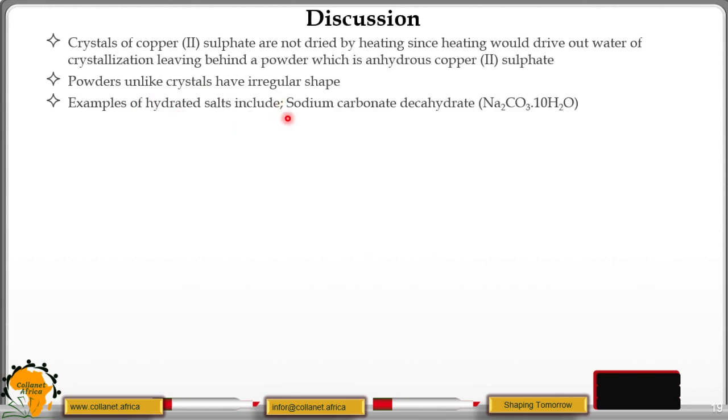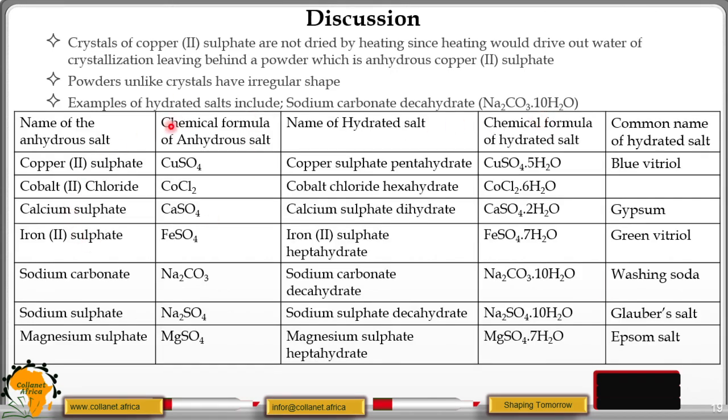Examples of hydrated salts include sodium carbonate decahydrate. Deca means 10, and that's why you see 10 molecules of water incorporated in the structure of the sodium carbonate. Let's look at this table. I'm going to look particularly at this column of the name of hydrated salt, the chemical formula of hydrated salt, and the common name of hydrated salt.